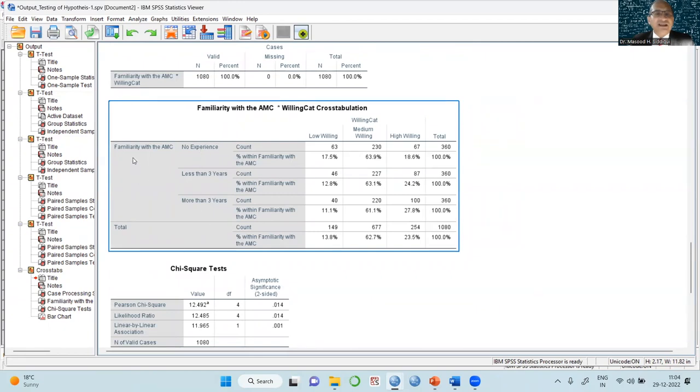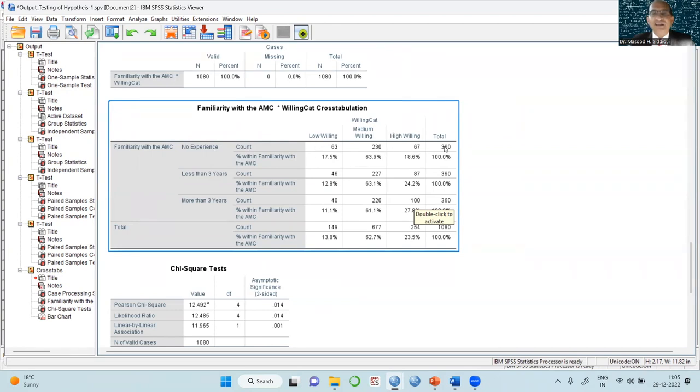So this is the cross tabulation that I was mentioning. On one side, there is familiarity, and that is on the row side. And on the column side, we have willing category, right? Like this 63 is having no familiarity with AMC and showing low willingness. In the same way, if we go to this part, that is 100 are having more than 3 years of familiarity, means high familiarity as well as high willingness, right?